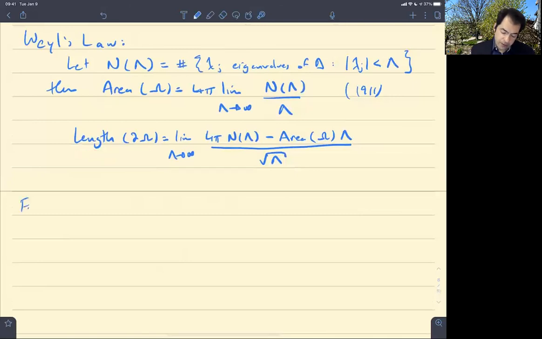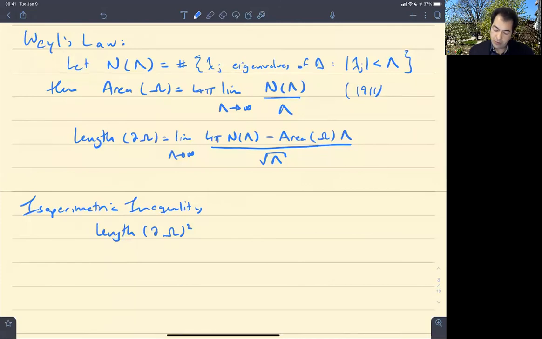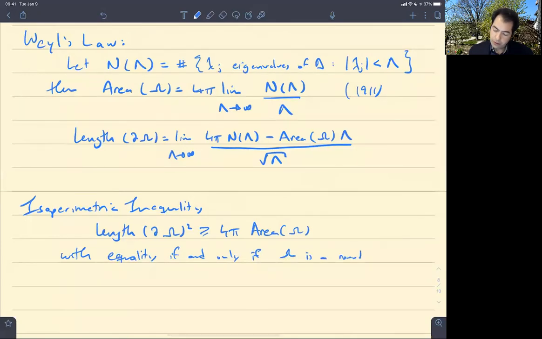Now remember that for a planar domain, you have the isoperimetric inequality. The isoperimetric inequality says that for any planar domain, the length of the boundary, so the perimeter, squared, is bounded below by 4 pi times the area, with equality if and only if Omega is a round ball of radius, well, it would be the perimeter, the length of the boundary, divided by 2 pi.